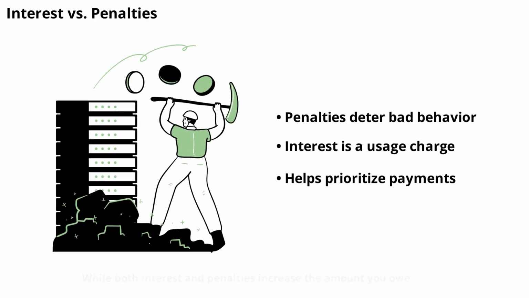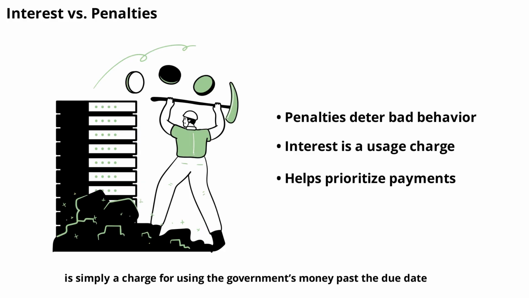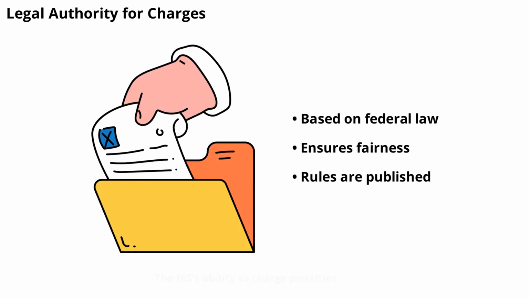While both interest and penalties increase the amount you owe, they serve different functions. Penalties are designed to punish or deter specific behaviors, like late filing or underpayment. Interest, on the other hand, is simply a charge for using the government's money past the due date. Understanding this distinction can help you prioritize which charges to address first if you're facing both. The IRS's ability to charge penalties and interest comes from federal law.